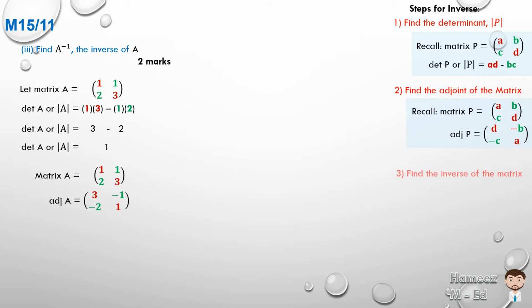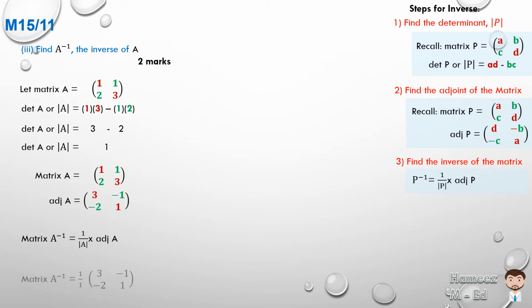Last part, find the inverse of the matrix. So how do we do that? So if we have the matrix P, then P inverse will be 1 over the determinant, whatever value we got, multiplied by the adjoint matrix or the adjoint P. So let's apply that. Matrix A inverse would be 1 over the determinant of A multiplied by the adjoint A. So matrix A inverse would be 1 over 1 because we got the determinant above as 1. Multiply what is the adjoint? 3, minus 1, minus 2, 1. So the matrix A inverse would be 1 over 1 is 1, so you could ignore that. So that's 3, minus 1, minus 2, 1.